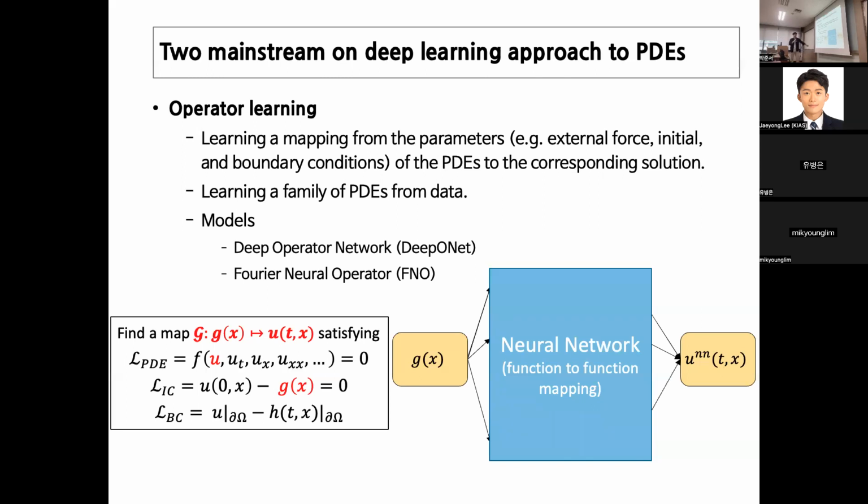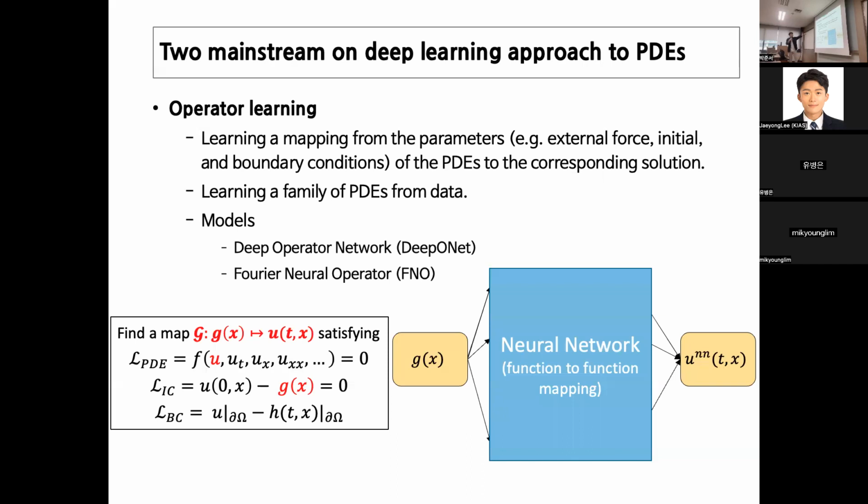It's also possible. So in this case, the solution of the PDE called u will be different corresponding to this initial condition g(x). If we have a different g(x), then the solution u will change depending on g(x). So in this approach, we want to find the operator from g(x) to u(t,x). The input of the neural network is g(x), and the output is u(t,x), which depends on g(x).